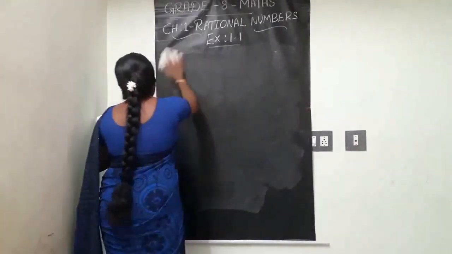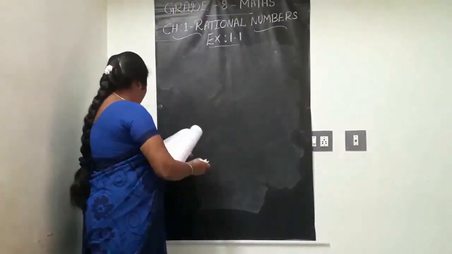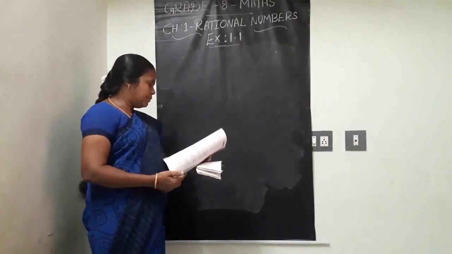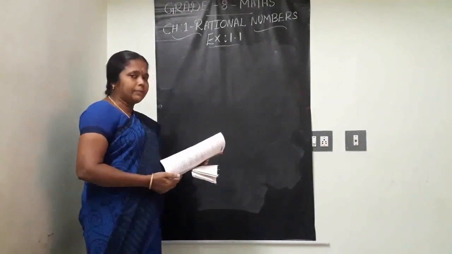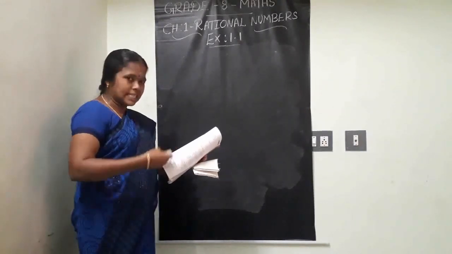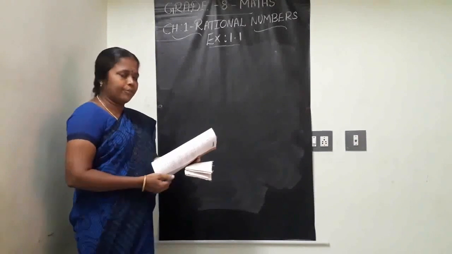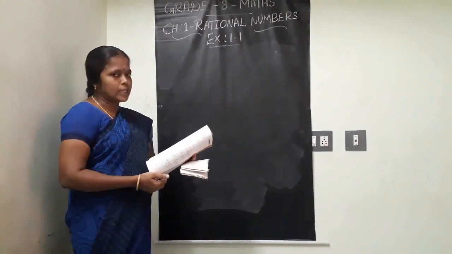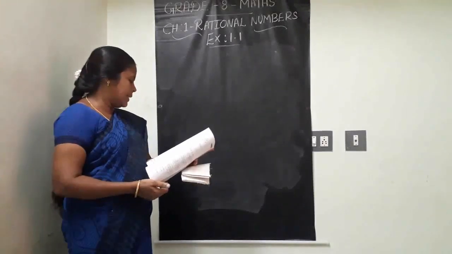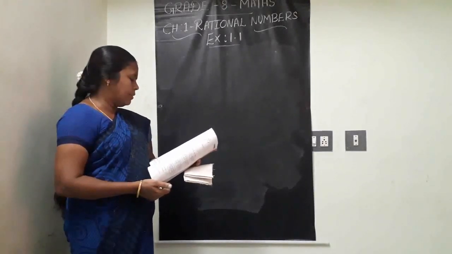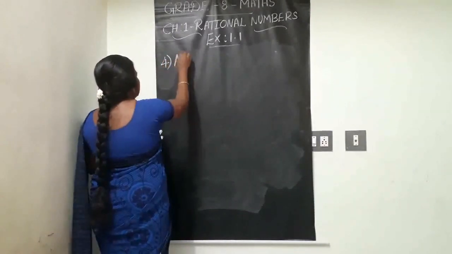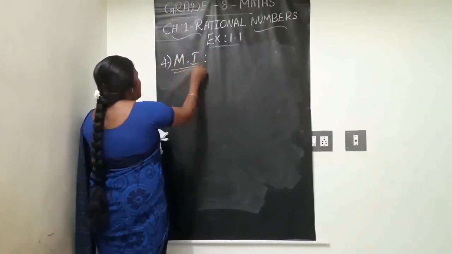See next one, fourth section. Find the multiplicative inverse of the following. Up to this we have seen the additive inverse of rational numbers. Related to that, a statement was given, which we also verified by taking x value as a rational number. Now the fourth section is telling us, find the multiplicative inverse of the following. Here we are going to see the multiplicative inverse.